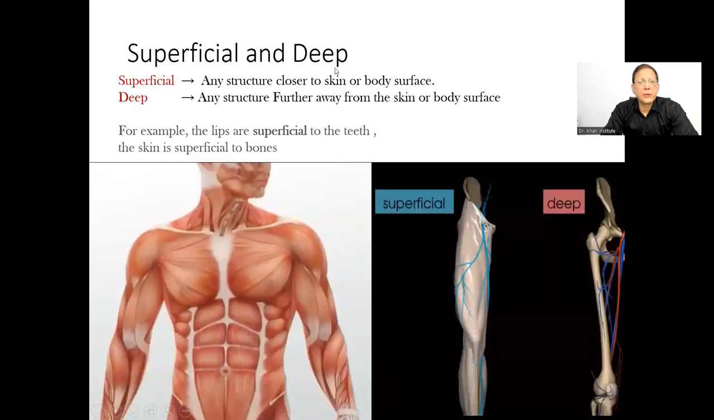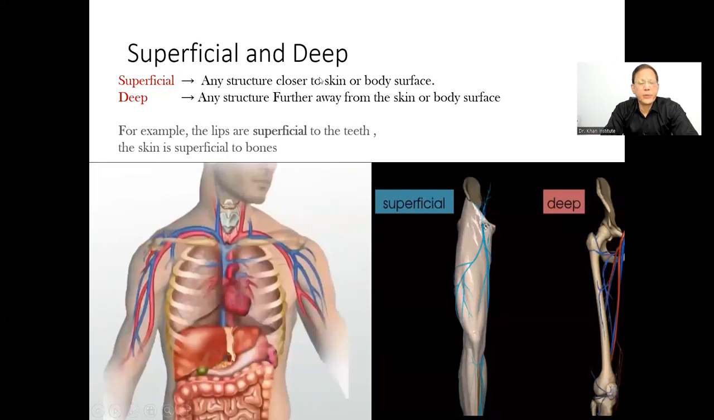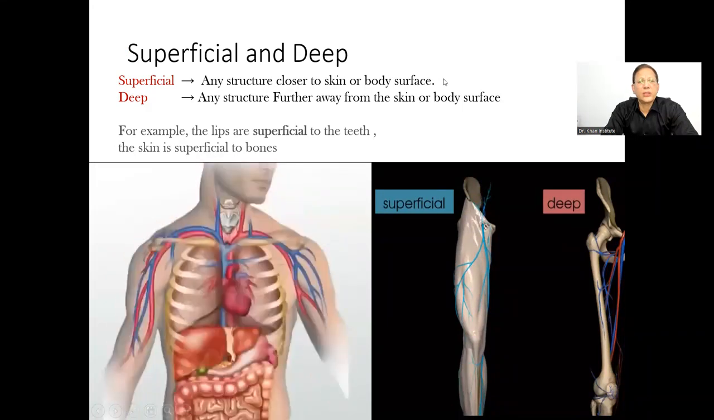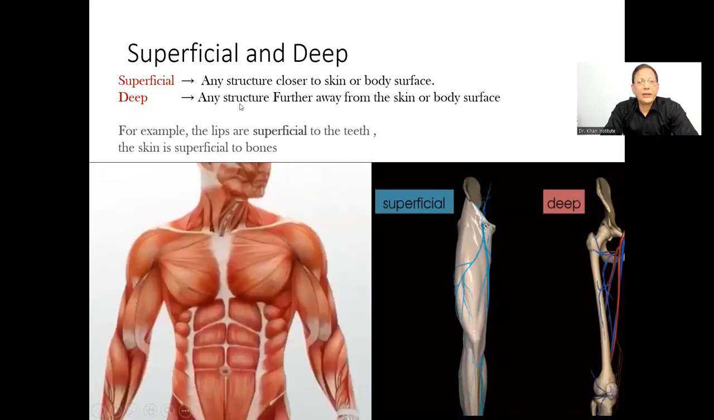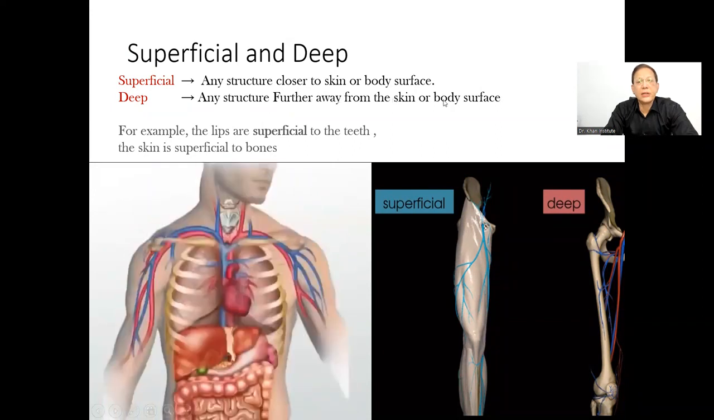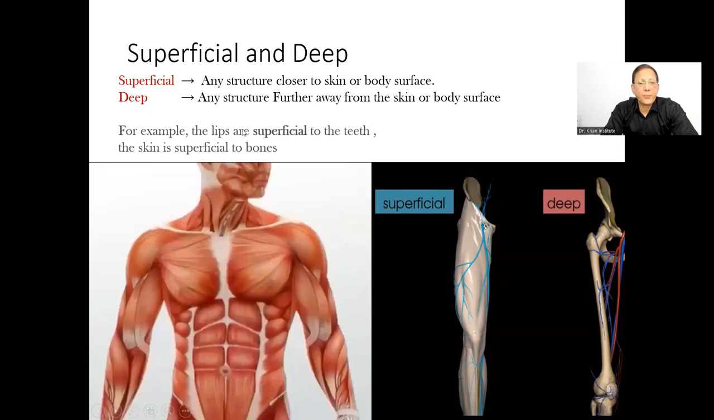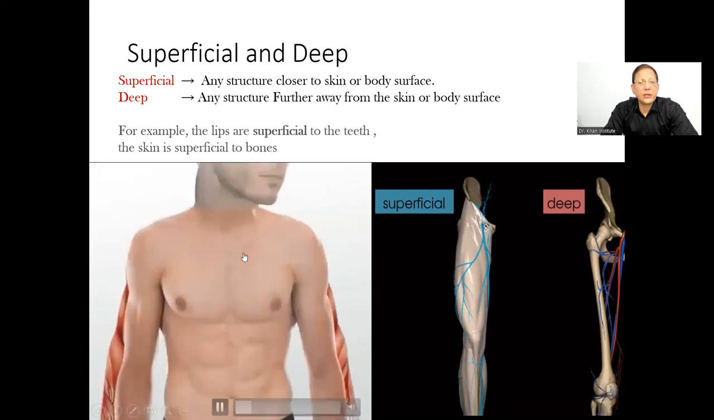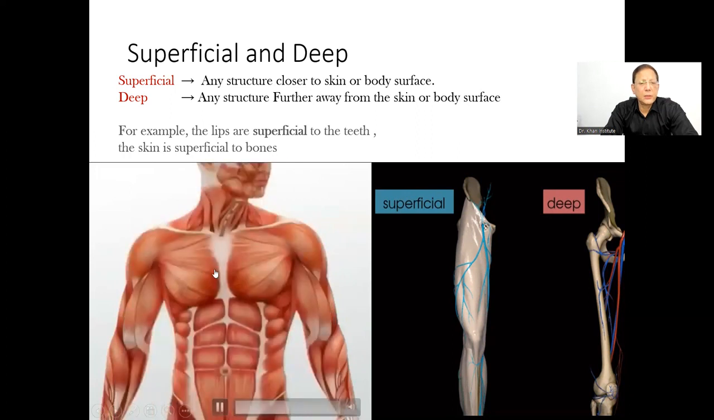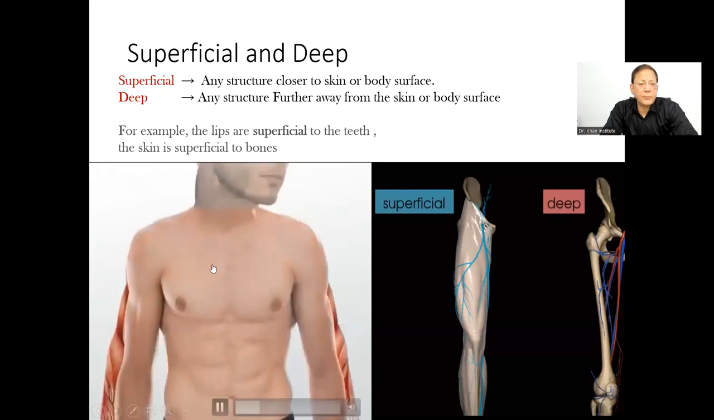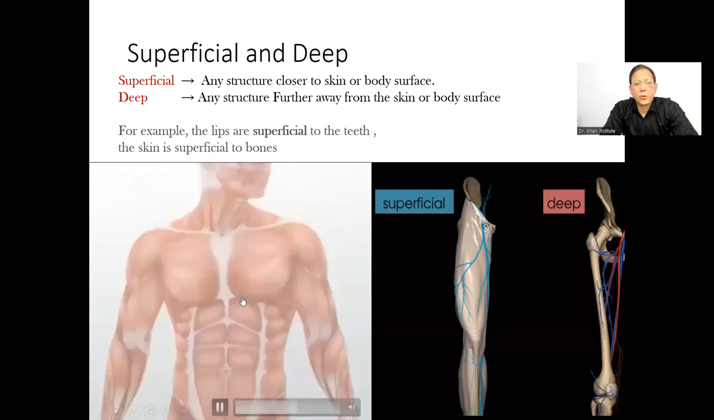When can we use the terms superficial and deep? Superficial means any structure closer to the skin or body surface, while deep means any structure which is facing away from the skin or body surface. For example, the lips are superficial to the teeth, and skin is superficial to the muscles. Muscles are superficial to the sternum bone, and so on.